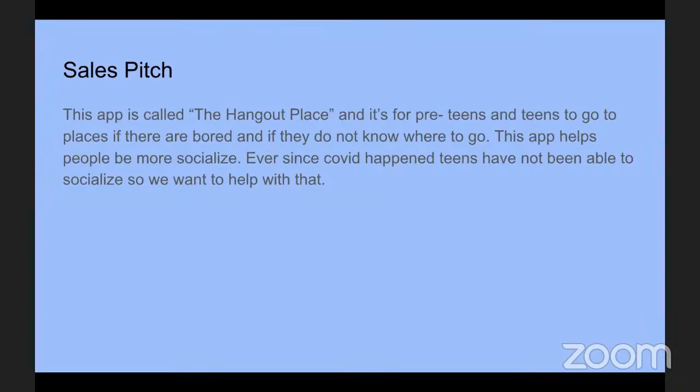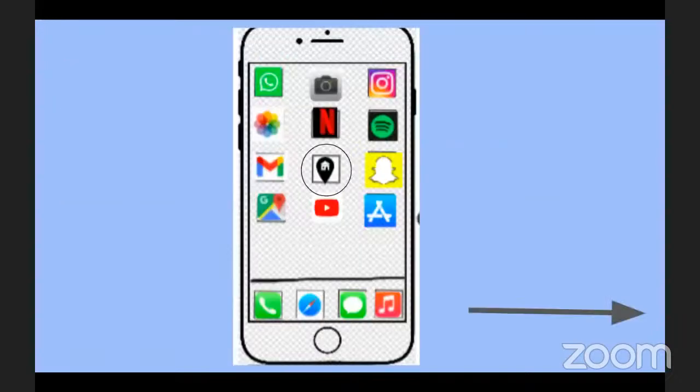This app is called the Hangout Place, and it's for preteens and teens to go to places if they're bored and if they don't know where to go. This app helps people be more socialized. Ever since COVID happened, teens have not been able to socialize, so we want to help with that.